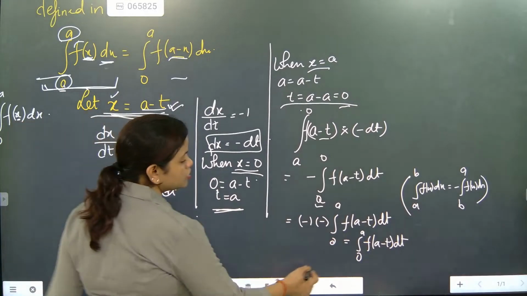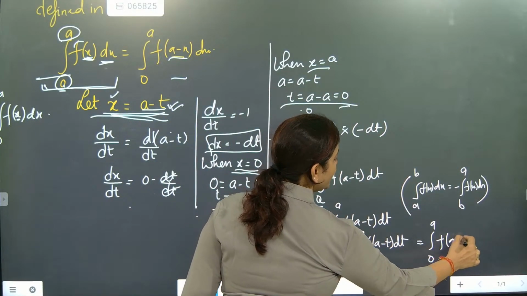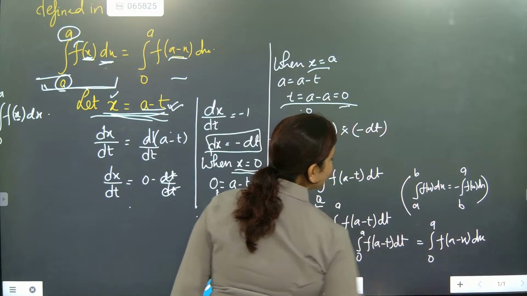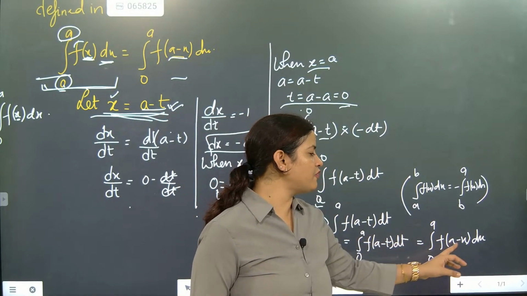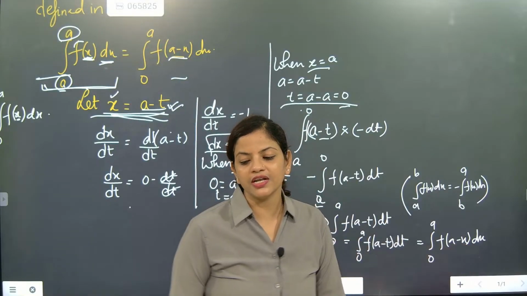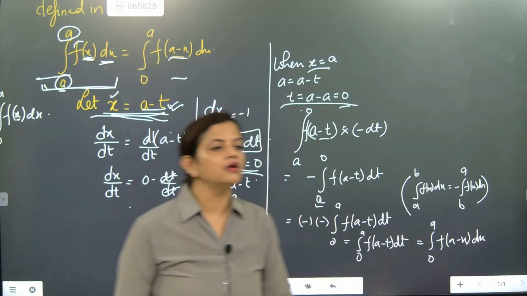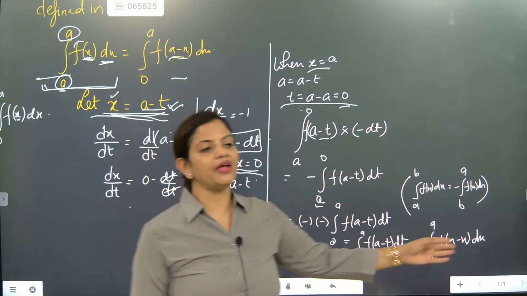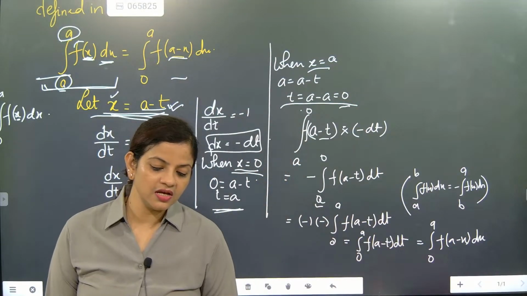This part can also be written as integral from 0 to a of f of a minus x dx. You can change any variable. You can write y here also: integral from 0 to a of f of a minus x, instead of x you can take y, so integral from 0 to a of f of a minus y dy, or 0 to a of f of a minus z dz. It will not be changing at all.